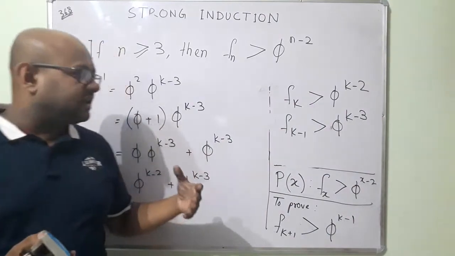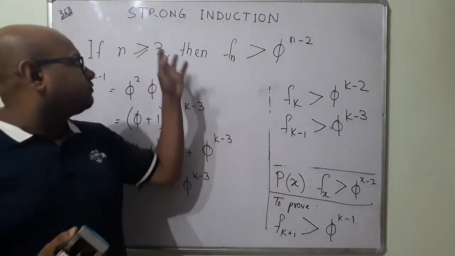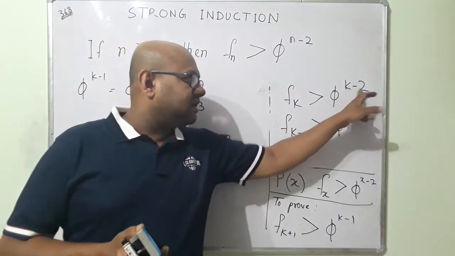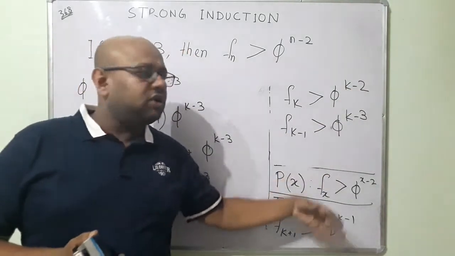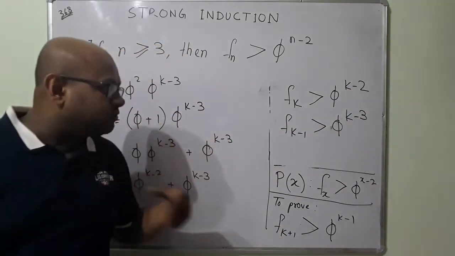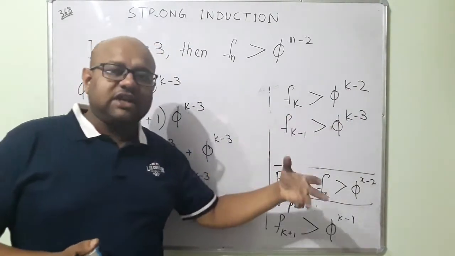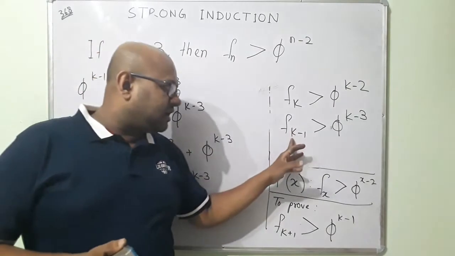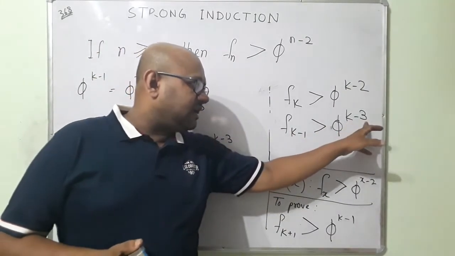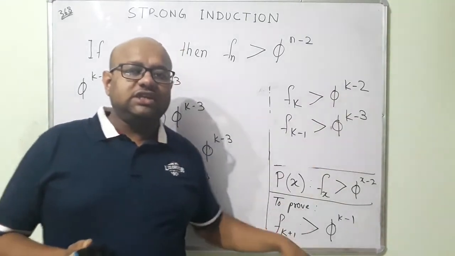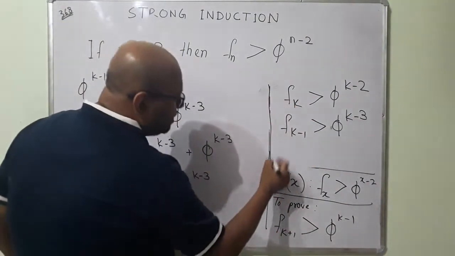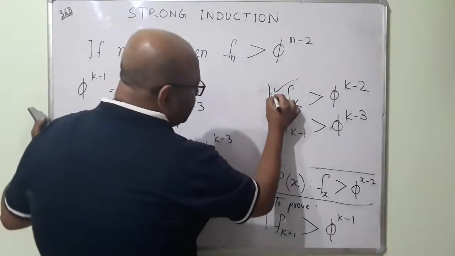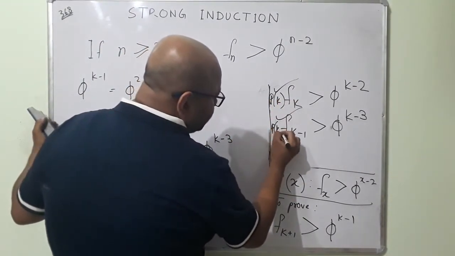We started from our base case of 3, so we had assumed f of 3 is greater than 5 to the power 3 minus 1, f of 4 is greater than 5 to the power 4 minus 1. We had assumed up to k. So we had assumed that f of k is greater than 5 to the power k minus 2, and before k there was f of k minus 1, which is greater than 5 to the power k minus 3. So this we know is true from our inductive hypothesis. This is the statement p of k, this is the statement p of k minus 1.